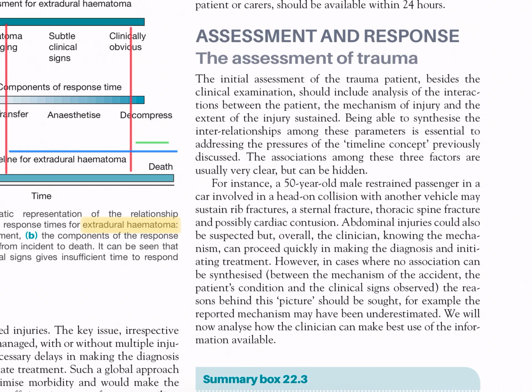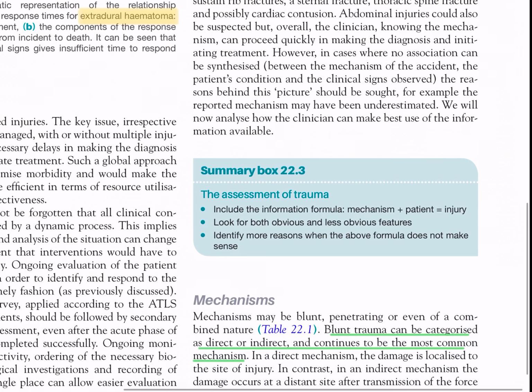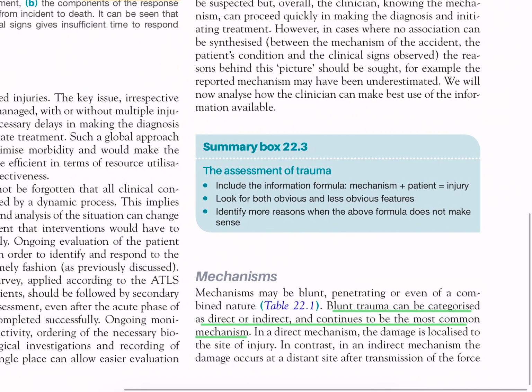We will now analyze how the clinicians can make best use of the information available. Summary 22.3, the assessment of trauma. Include the information formula: mechanism plus patient is equal to injury. Look for both obvious and less obvious features. Identify more reasons when the above formula does not make sense.